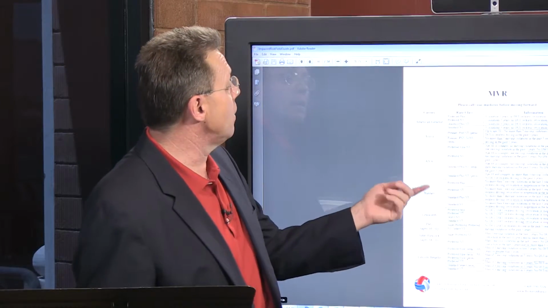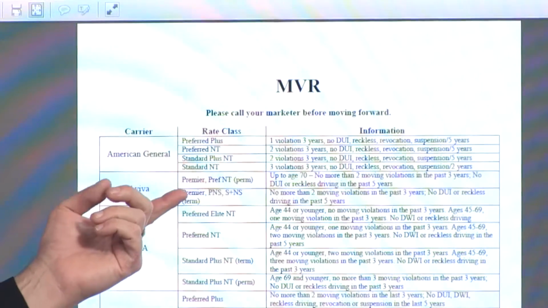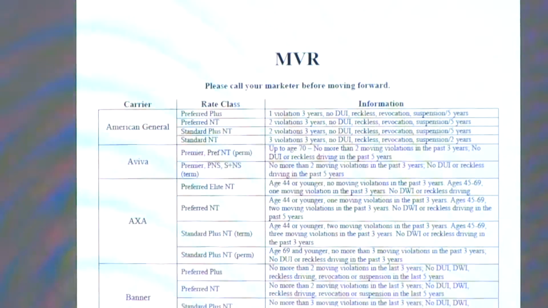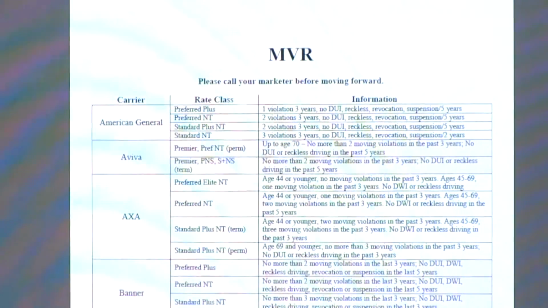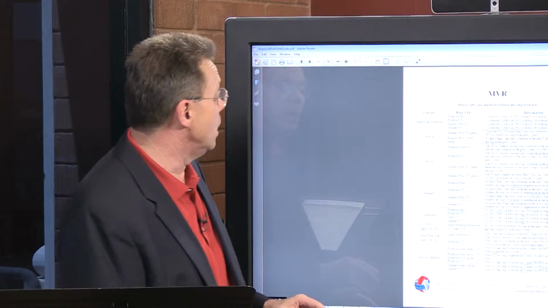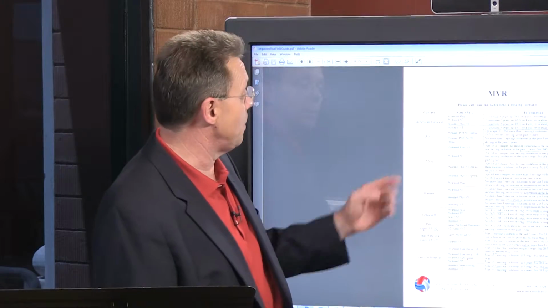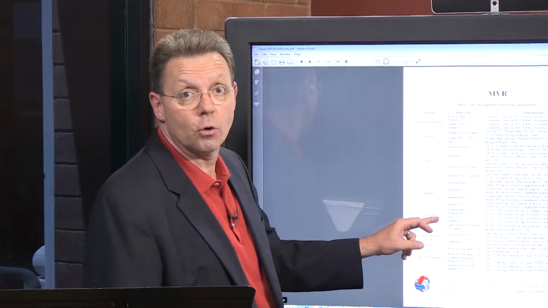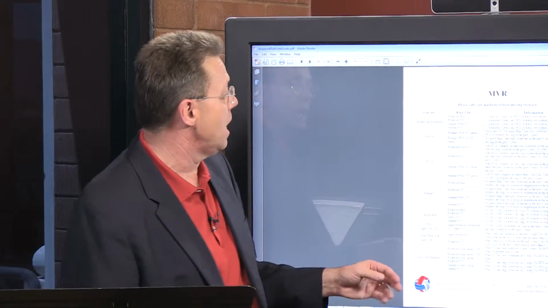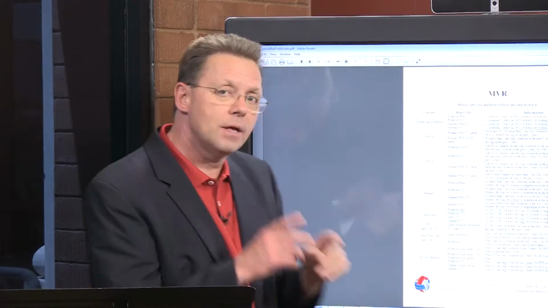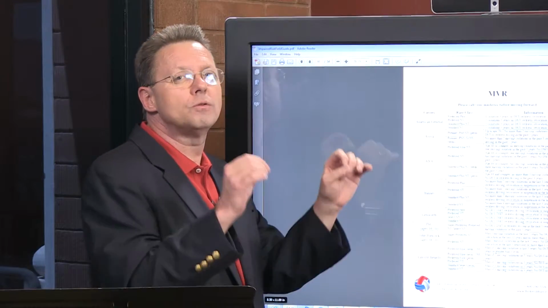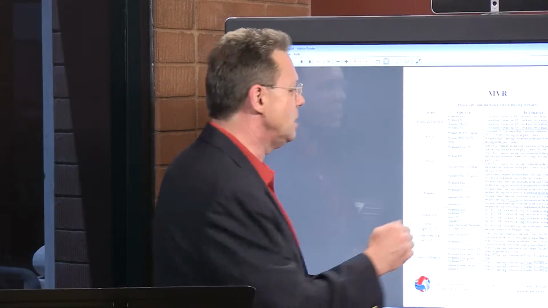So I might look at another carrier that says, we'll get preferred, their top of the line preferred premier up to age 70, no more than 2 moving violations in the past 3 years, no DUIs or reckless in the last 5. So again, looking at each one, and here as an example, AXA has 4 different categories that they're going to let you look at, 2 preferred and 2 standard, and they're going to manage the difference. The only reason I want to point them out is because this is endemic of the industry, how we're slicing and parsing these issues.